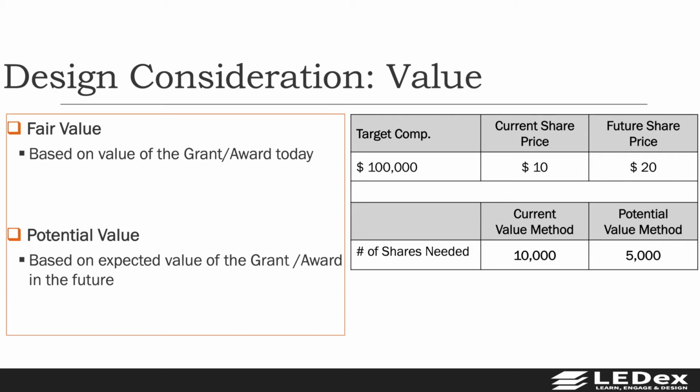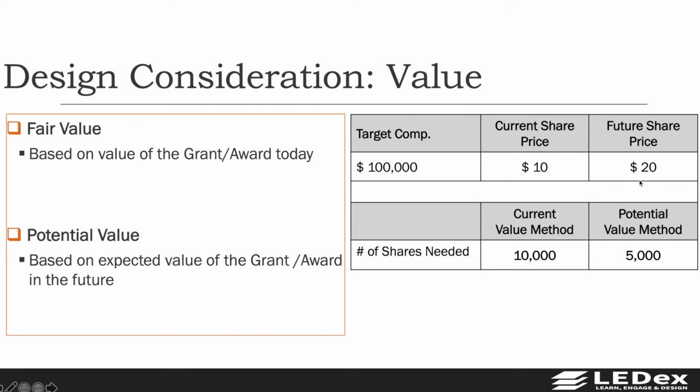and assume the share price goes up, or is expected to go up, from $10 to $20. Now, $100,000 can be distributed in two different ways. One could be based on today's value, which is $10, or it could be $100,000 delivered based on the potential future value, which is $20. If it is done based on $10, you would need to give away 10,000 shares, assuming this is a full value instrument.